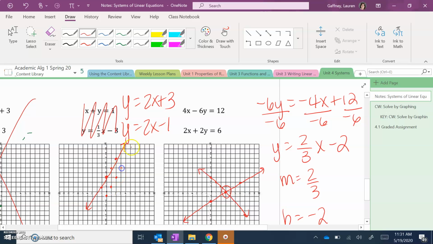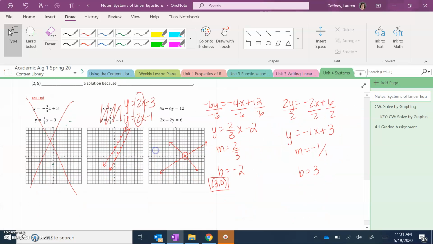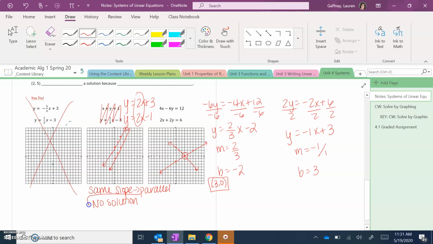So if you notice, and hopefully remember from last unit, these have the same slope. Okay, so that means that they're parallel. And if they're parallel, are they ever going to intersect? No. So these have no solution. Okay, they have the same slope but a different y-intercept. They're never going to intersect, so that would be a no solution.